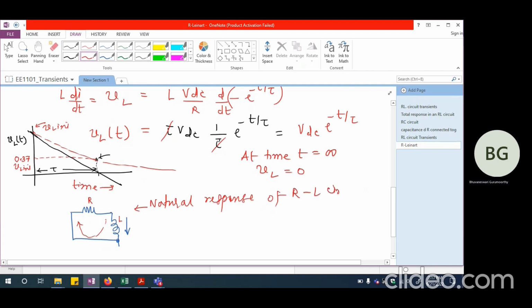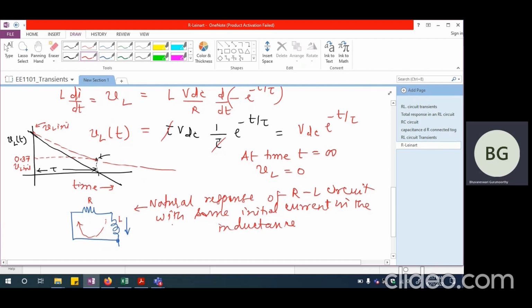circuit with some initial current in the inductance.